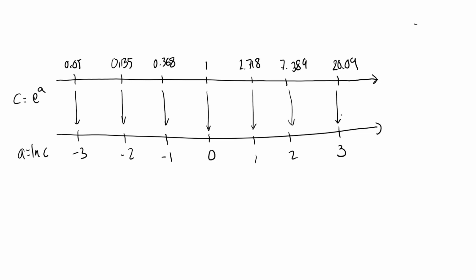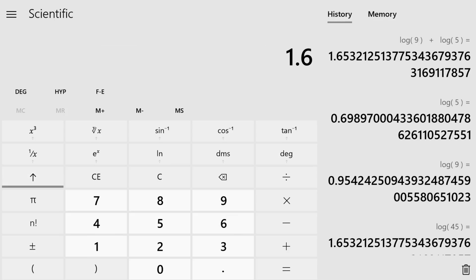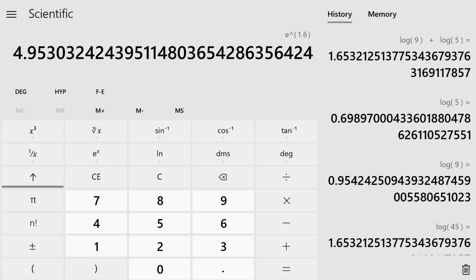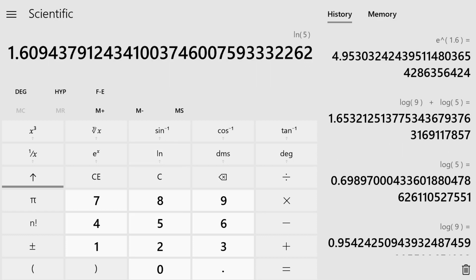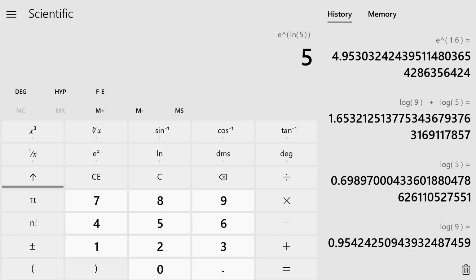For example, the natural logarithm of 5 must be between 1 and 2. E raised to 1.6 is equal to 4.95, which means that the natural logarithm of 5 is slightly larger than 1.6. We can find the exact value using the ln button. Calculating e to the x for this value will then give us back exactly 5.